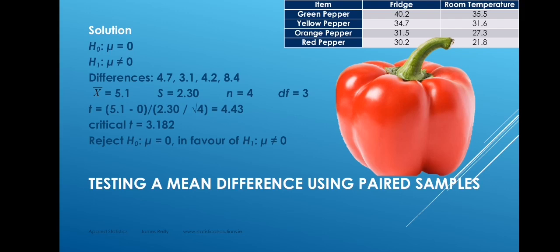So we reject the null hypothesis that the mean difference is 0 in favour of the alternative. The mean difference is not 0. In fact, the peppers stored in the fridge have higher vitamin C concentration than peppers stored at room temperature. So that's an example of a paired t-test. We're comparing two populations, but in fact, because the data are paired, we just have a single set of differences. And when it's possible, that approach should be taken.